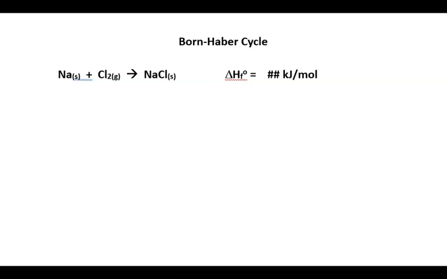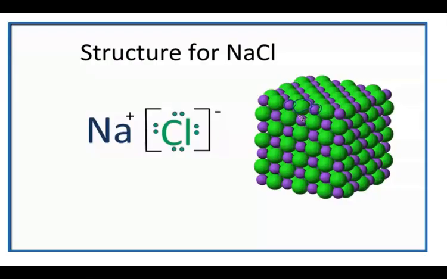So this equation says that we have solid sodium metal that's going to react with gaseous diatomic chlorine to form an ionic compound called sodium chloride. If you're new to chemistry, the sodium solid on the left and the sodium solid on the right look really much the same, but they're not. They're completely different. First, let's look at what the compound looks like for sodium chloride.